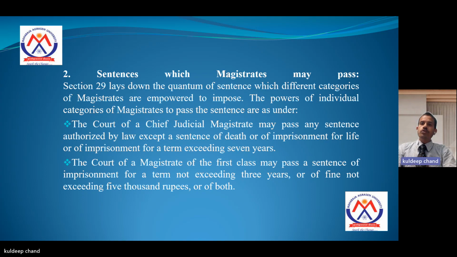Therefore, the court of a CJM may pass any sentence authorized by law, except a sentence of death or of imprisonment for life or imprisonment for a term exceeding 7 years. And the court of a magistrate of the first class may pass a sentence of imprisonment for a term not exceeding 3 years, or a fine not exceeding 5,000 rupees, or both.